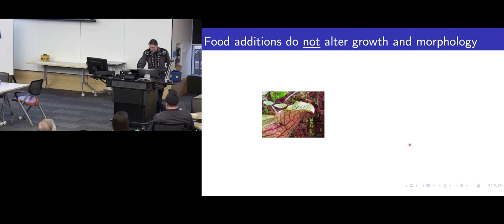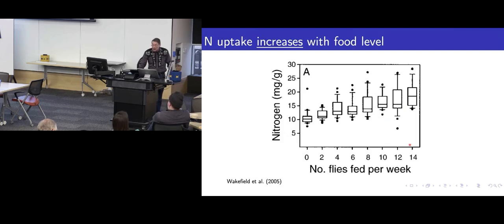Instead, a couple things happened. First, we did not see this alteration in the growth form. We did not produce a phyllode as in the previous experiments, even though we're adding plenty of nutrients, this time in the form of prey. But what does happen with all that added prey is the plants are taking up more and more nitrogen. And it's really impressive to me that the system didn't shut down. And the more prey we added, the more nitrogen they took up.